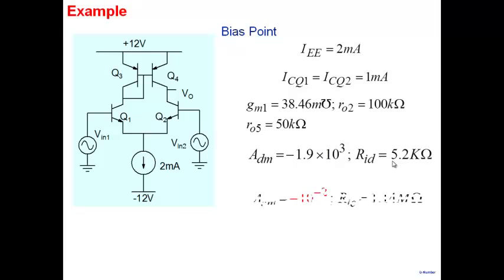RID is 5.2 kilo ohms here. And the common mode gain we have to determine using simulation. We just saw 0.01. And CMRR is pretty high, which is 2 times 10 to the power 5 here, which translates into more than 100 dBs of CMRR here. And therefore, this particular differential pair with current mirror load has very useful properties: large differential gain, very small common mode gain, which translates into very high CMRR here.